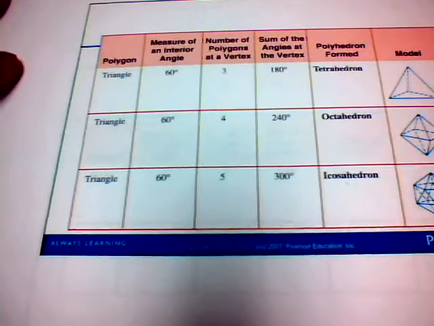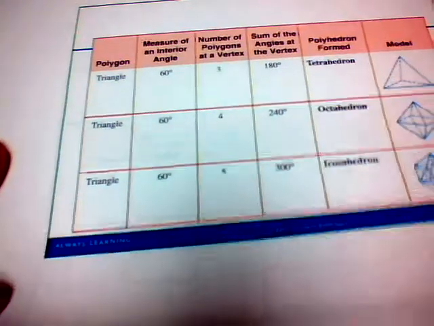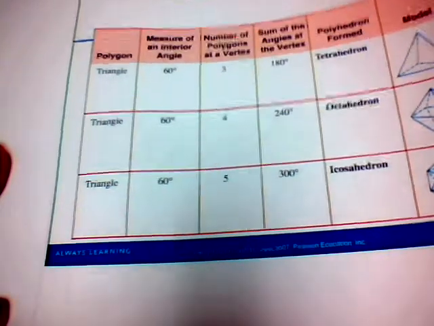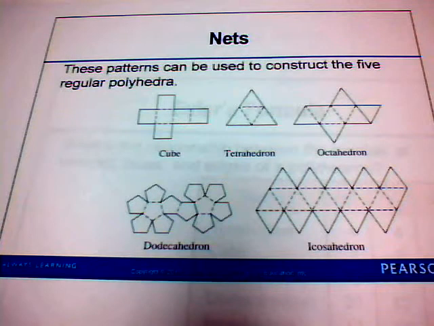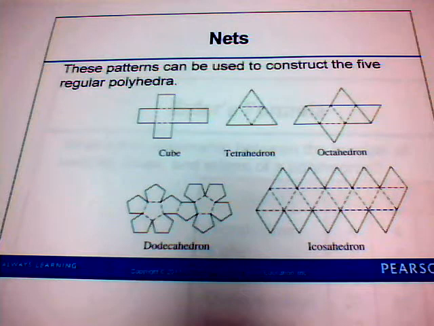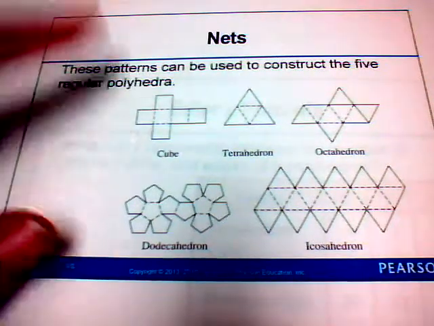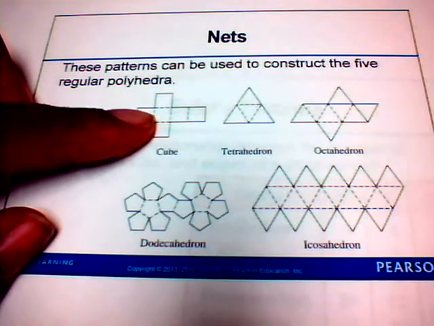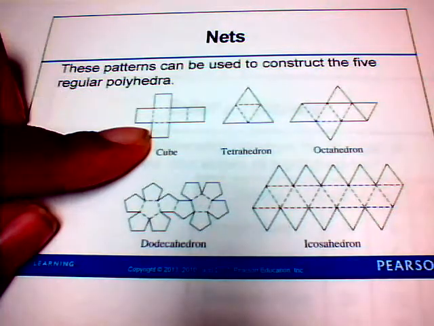Okay. All right, the next thing I'm going to cover, and I'm going to skip these 2 slides here, is nets. And these patterns can be used to construct the 5 regular polyhedra. What nets are is basically you're taking that 3-dimensional figure and you're going to cut it out in a way so that it ends up being the result of a 2-dimensional figure. So a cube cut out in the right places will end up looking like this.